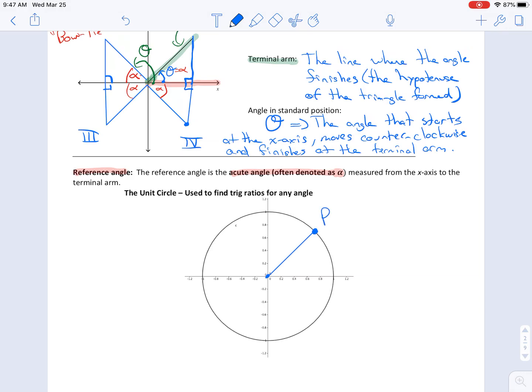this is my point from my terminal arm. And we're going to use what's called the unit circle. So the unit circle is a circle that has a radius of 1. And again, there's a lot of concepts that are going to come together, but hopefully it'll make sense once we start doing things. But you really need to follow along and think critically as we do this.